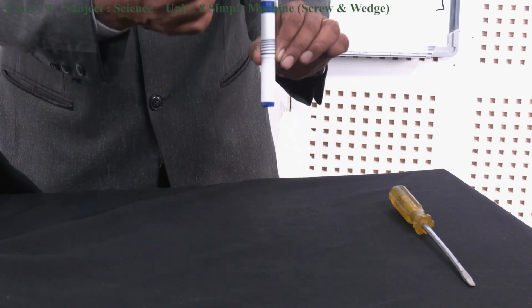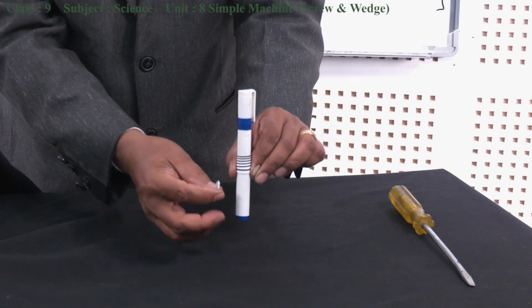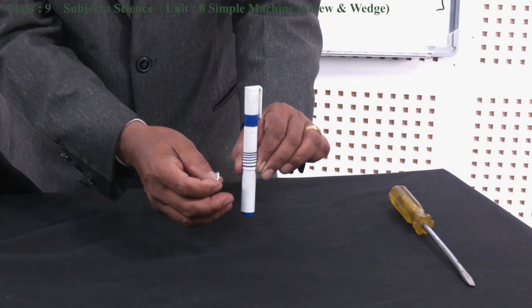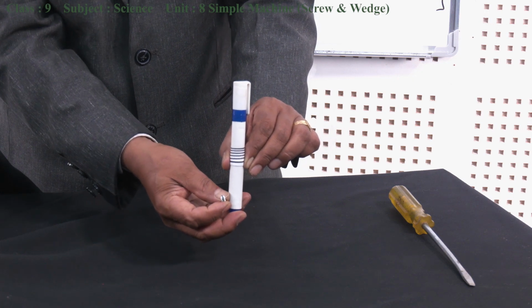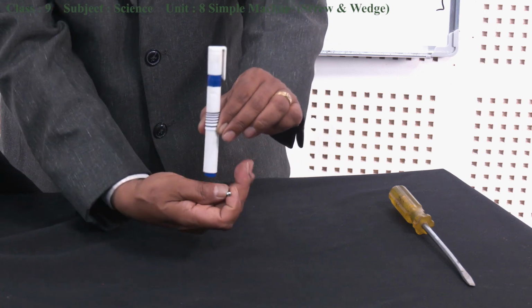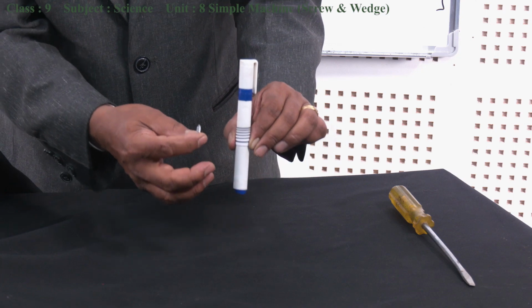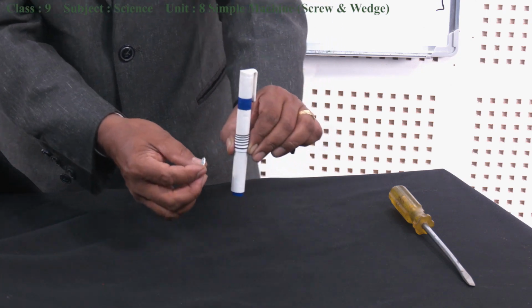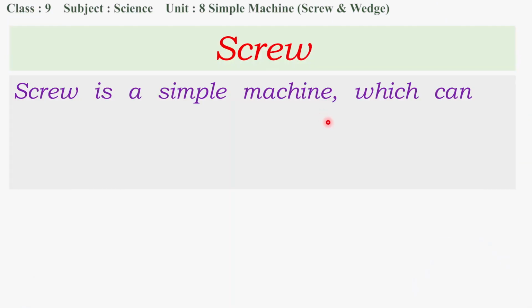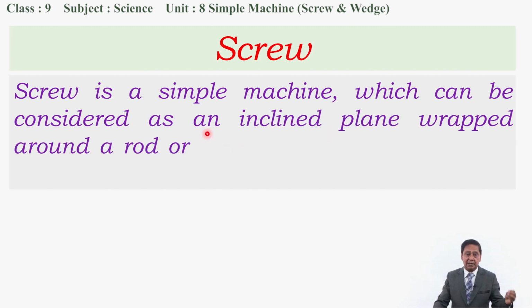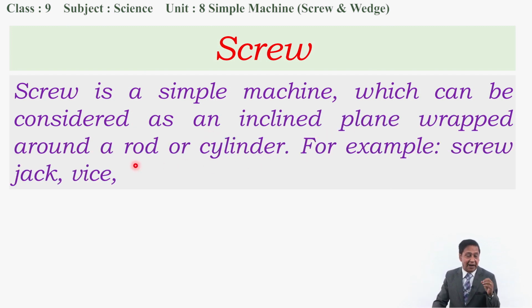It means we can consider that a screw is actually made by the inclined plane, and an inclined plane is wrapped around the rod or cylinder to make a screw. So we can define a screw this way. Screw is a simple machine which can be considered as an inclined plane wrapped around a rod or cylinder. For example, screw jack, vise, screw, etc.